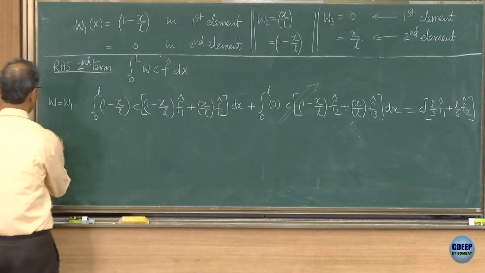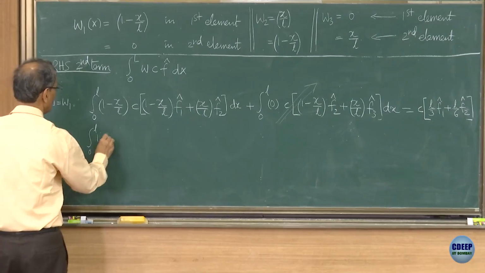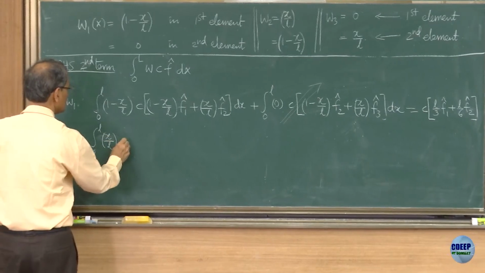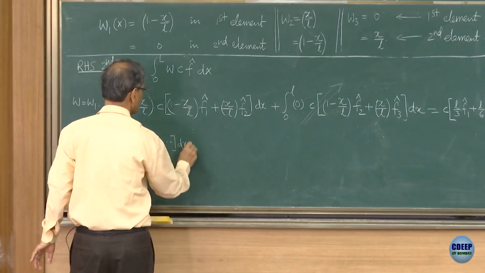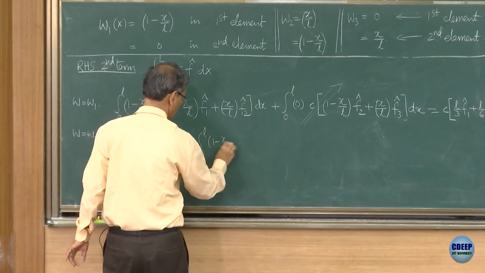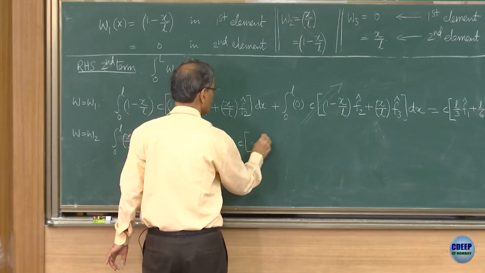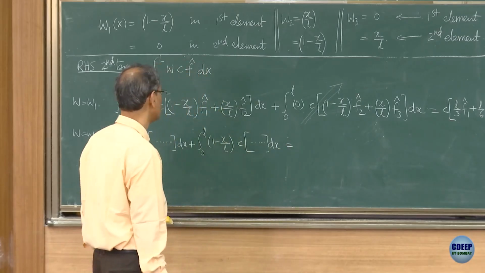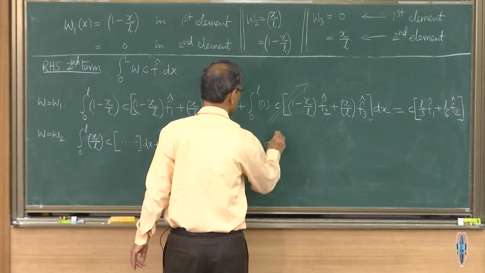Now W is W2. Integral 0 to L, W2 is x by L in the first element, C times dx, plus integral 0 to L, x by L will become 1 minus x by L in the second element, C times dx. Can you guess what would be this integral?